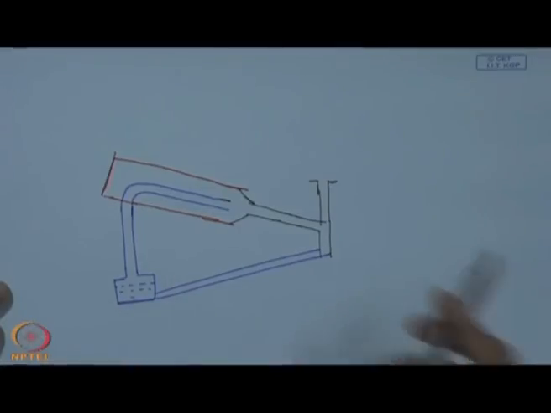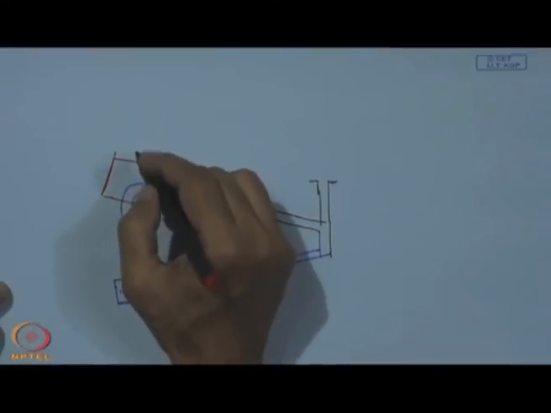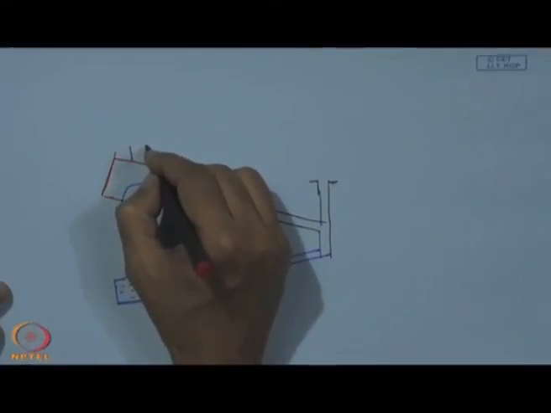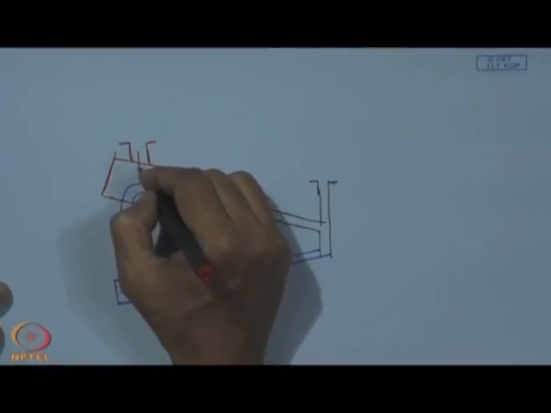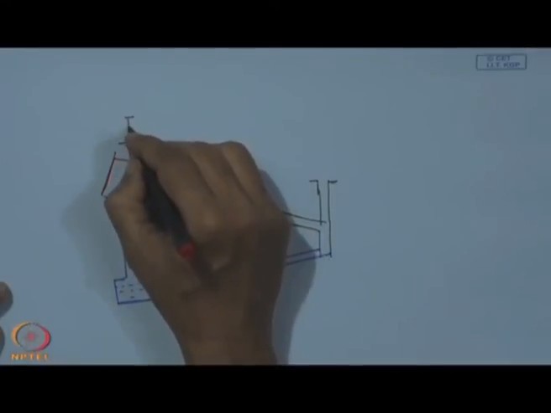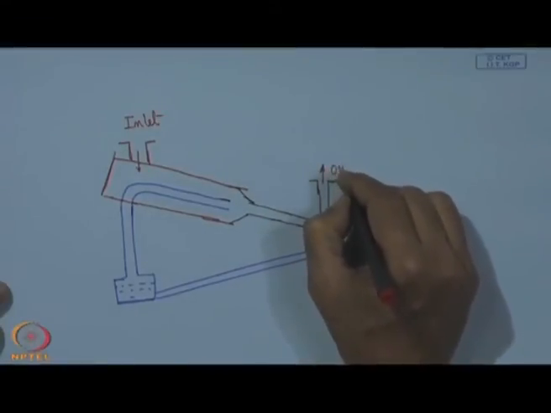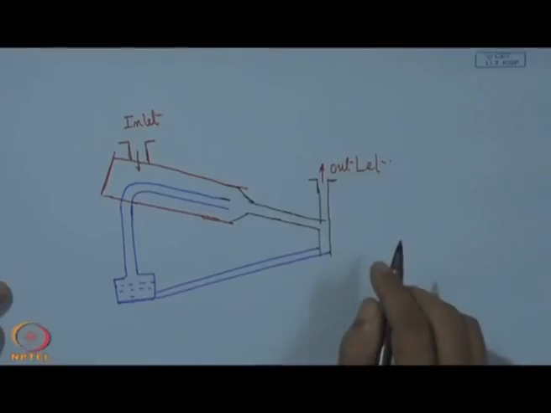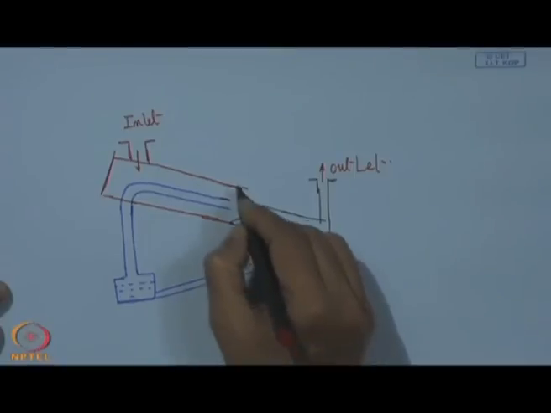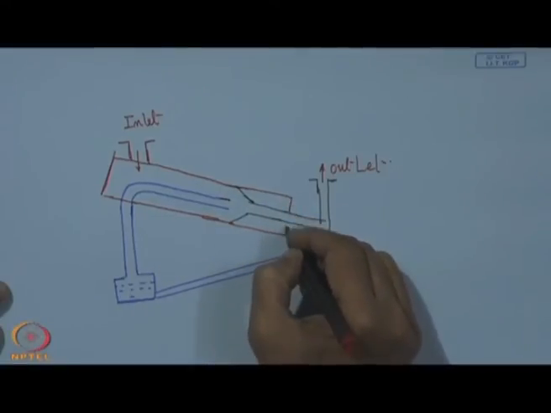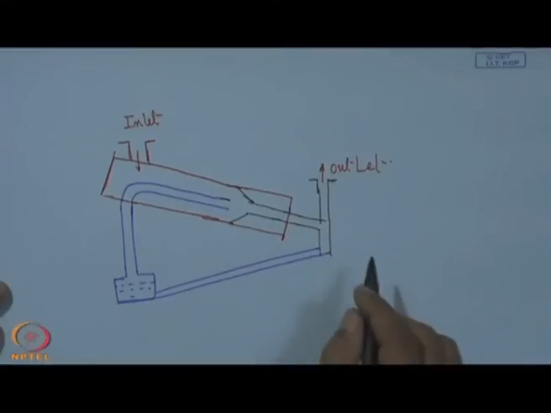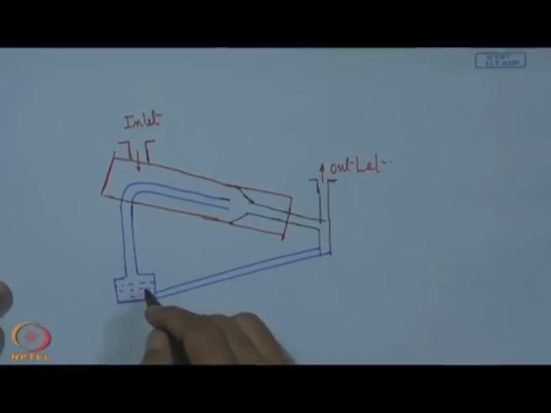Let us also recognize the various parts. Here we see the opening, that is the inlet. This is actually the inlet, and this is actually the outlet. Here we can join, and this is actually the tube. For this oil vapor, just beneath it we have one heater.